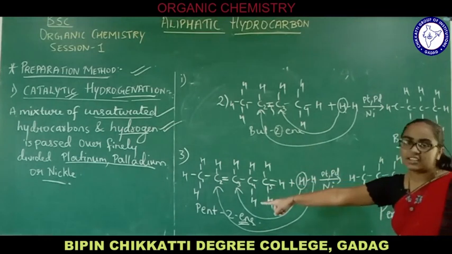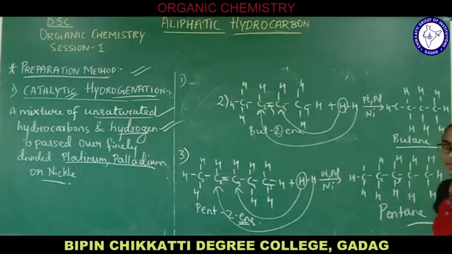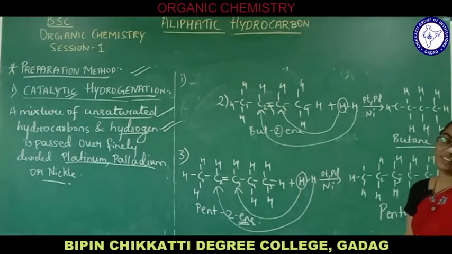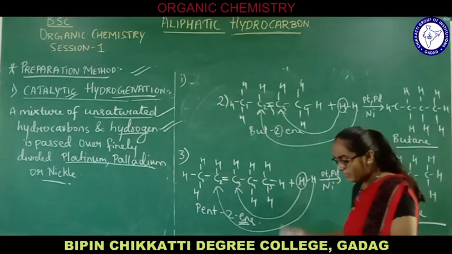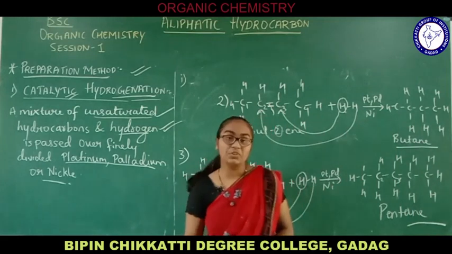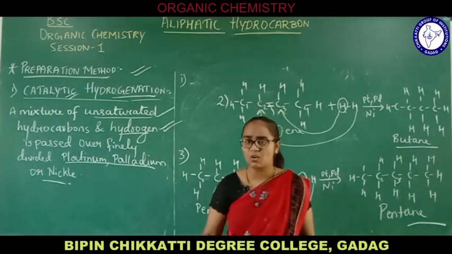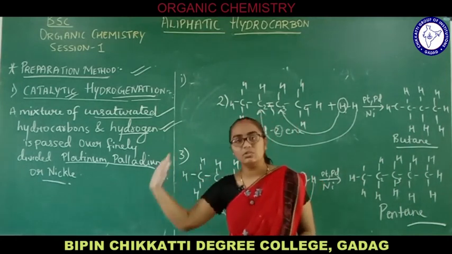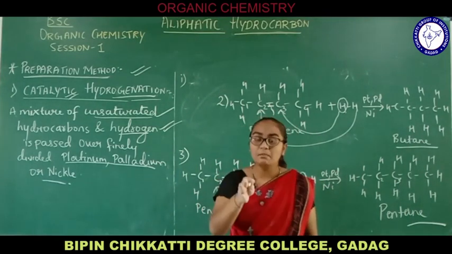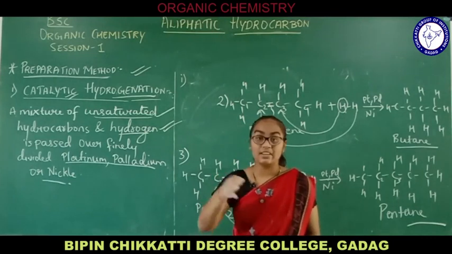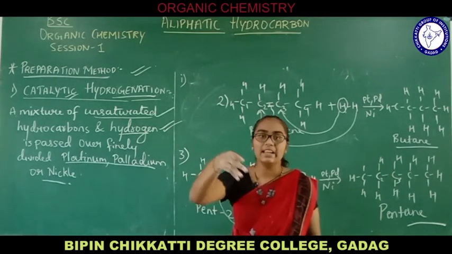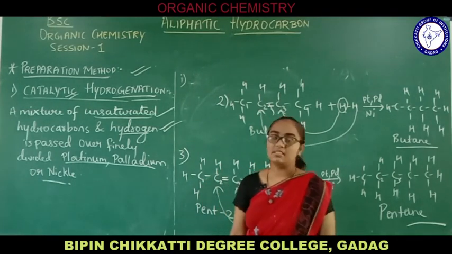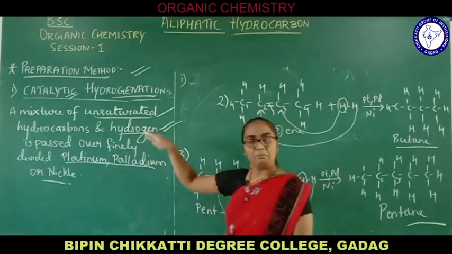Means the alkene is getting converted into alkane. The double-bonded compound is getting converted into a single-bond compound. This unsaturated compound is getting converted into a saturated hydrocarbon, right? So this is very, very important, children, from an examination point of view. Catalytic hydrogenation means what? Here the unsaturated hydrocarbon gets converted into a saturated hydrocarbon simply by the reduction process. Reduction means hydrogenation, by adding hydrogen to the carbon-carbon double bond in the presence of catalysts like platinum, palladium and nickel.